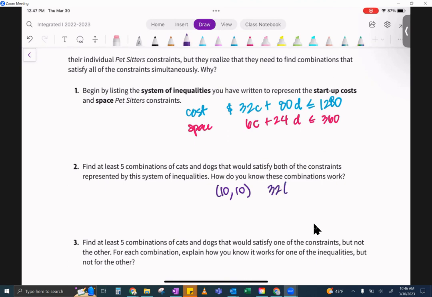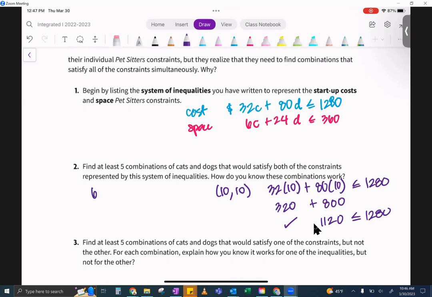Let me tell you, times 10 plus 80 times 10. Is that less than or equal to 1,280? So that's 320 plus 800 is 1120, which is definitely less than 1,280. So here it works. Some of you are like, Miss Johnson, can't we just plug this into the Desmos calculator? Absolutely. But I do want to do this by hand so everyone sees that you can check this. So it works for the bunny side.